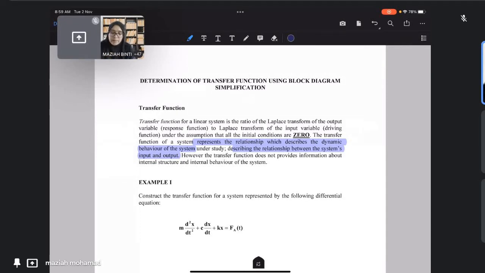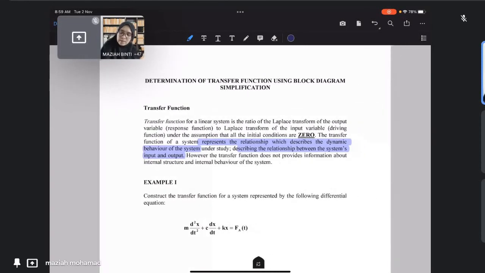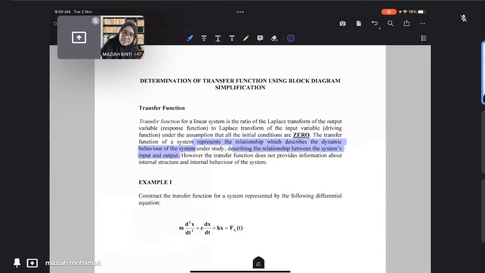But by using the transfer function method, we do not have information about the internal structure and internal behavior of the system, because we just consider the input and output. In the transfer function, actually, there are many other elements, but we just combine them together. If you only have the transfer function without knowing the other elements, you cannot determine what they are.